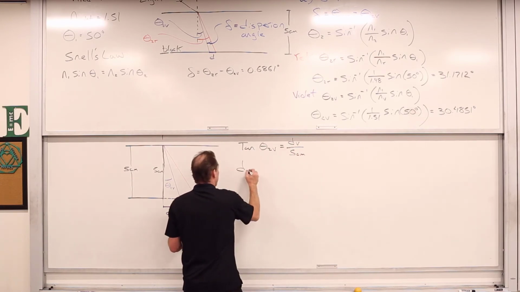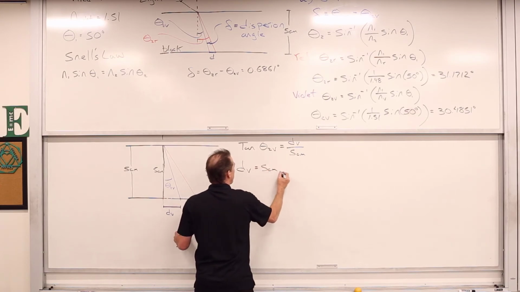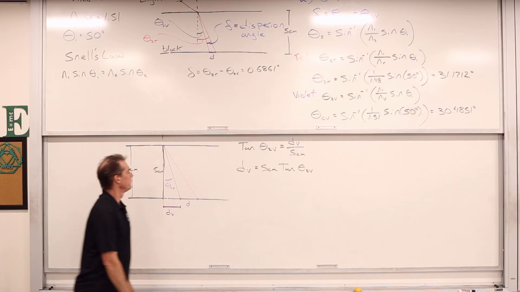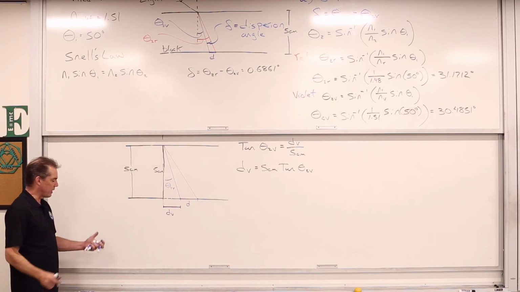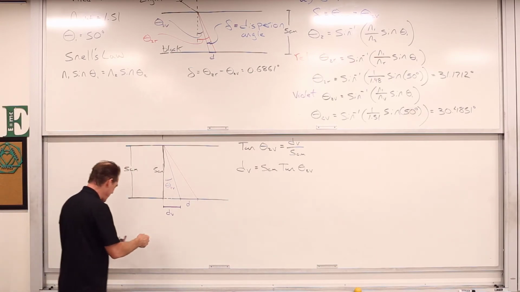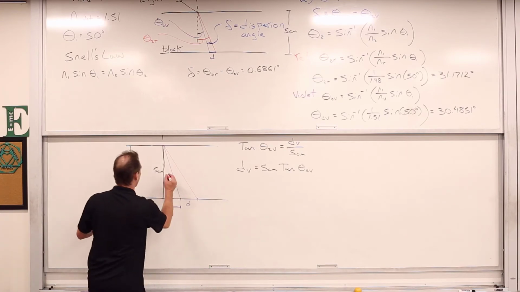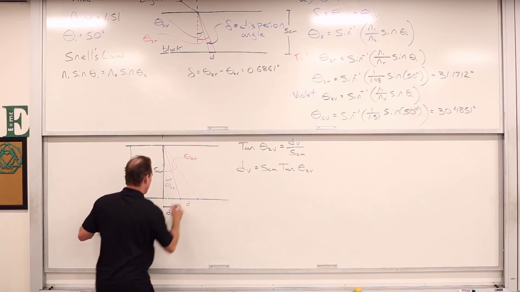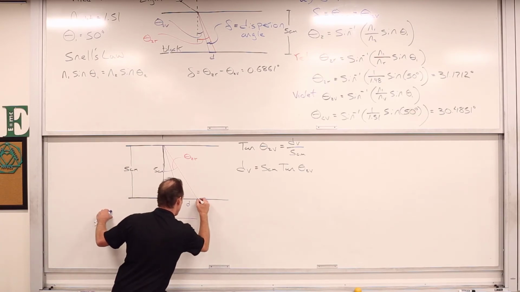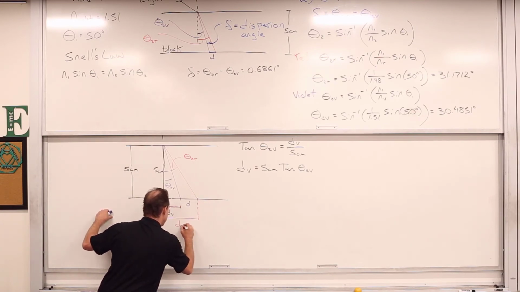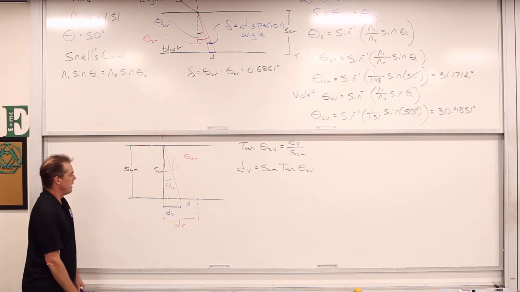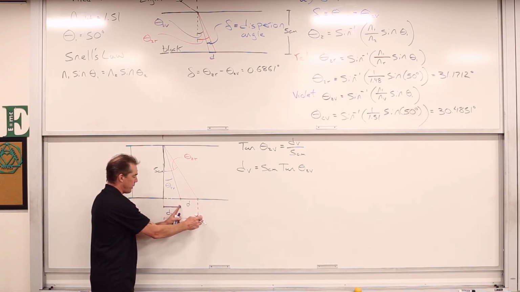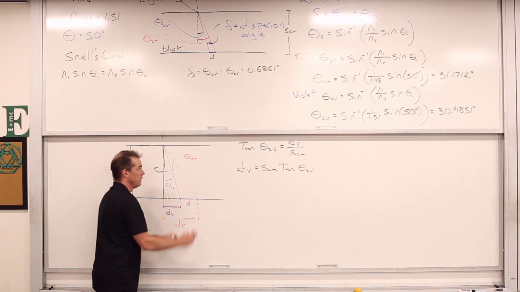Or d sub v is equal to 5 centimeters times the tangent of theta 2 violet. So that's good. Why is that good? Because we can do the same thing for the red, right? So we've got this angle here for the red, theta 2 red, and we can define this to be d sub red. And what can we notice about this d here? Well, if we take d sub red and we subtract off d sub violet, we're left with d.